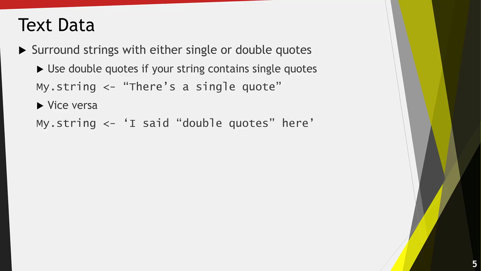What are the advantages to being able to use different types of quotes? You might use double quotes if your string contains single quotes. So in this first example, there's an apostrophe in my text, and so I use double quotes to start and end the string. R knows the apostrophe is part of my string. In the second example, I have some double quotes inside of my text, and so I use the single quotes at the start and the end to let R know that there might be double quotes inside.